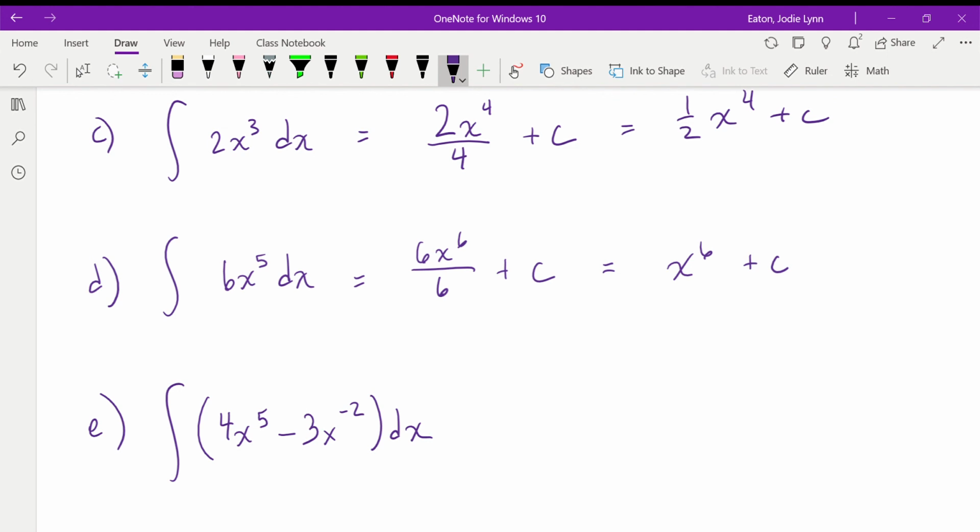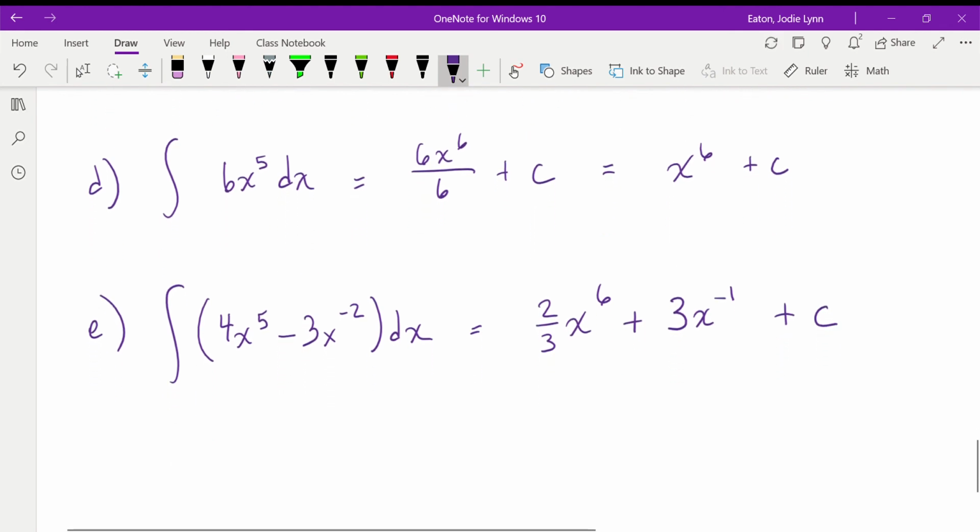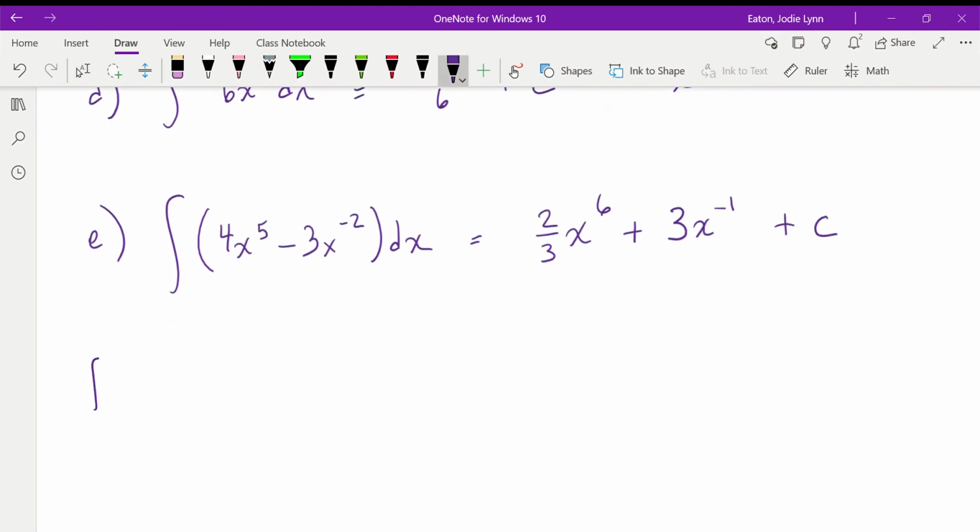Remember from last time we have our integral rules that you can just take the integrals of each term separately. So this is equal to, I'm going to up the power, 6, divide by 6. We get 4/6, which is 2/3 x to the sixth. Second term, we up the power, that's minus 1. And we are going to divide by minus 1, which just gives us a plus 3 x to the minus 1, and then plus c. And we always have that plus c no matter what. If we are doing an indefinite integral, that's what makes the integral indefinite.